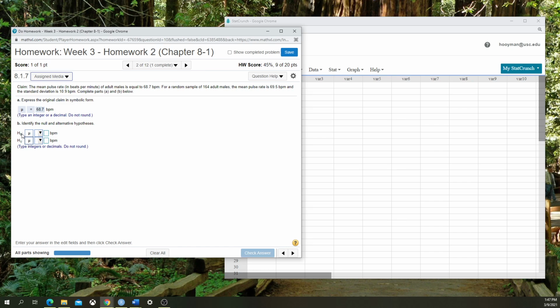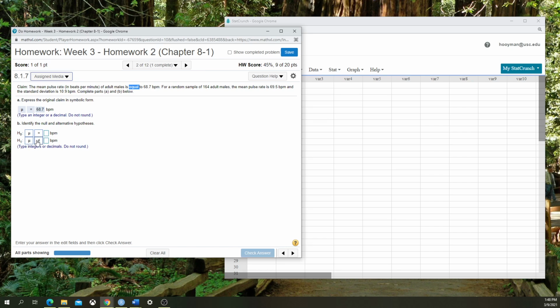When we talk about H naught, or H0, that is the null hypothesis. When we talk about H sub 1, that is the alternative hypothesis. The null hypothesis is always saying that there is going to be no difference, so it's always going to be equal to, for the most part. For the alternative hypothesis, since we're looking at equal to, we ask what the alternative to being equal to is. We're going to say not equal to.